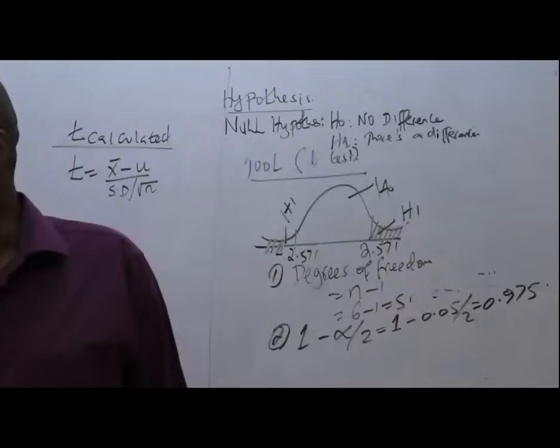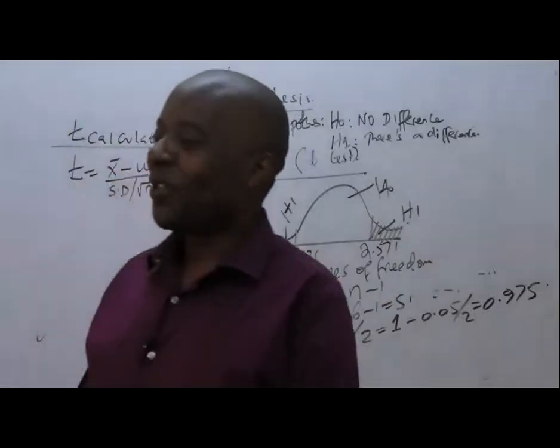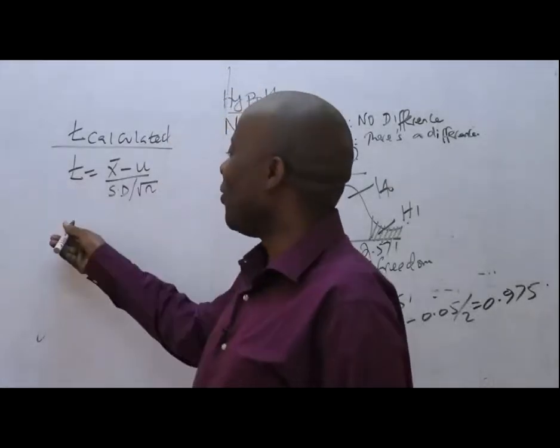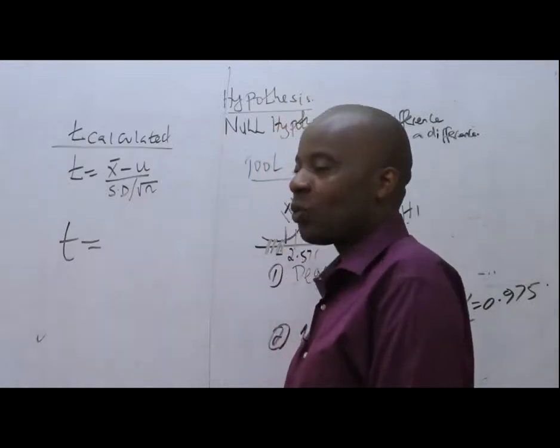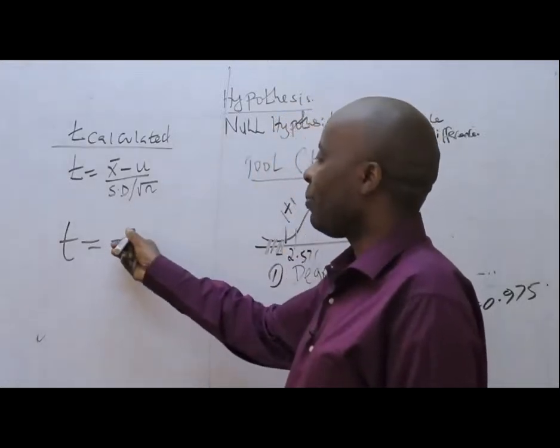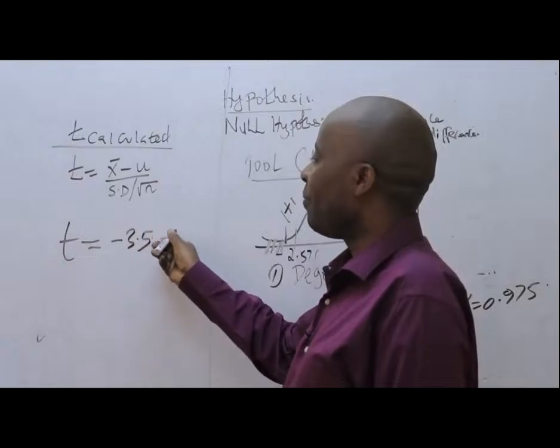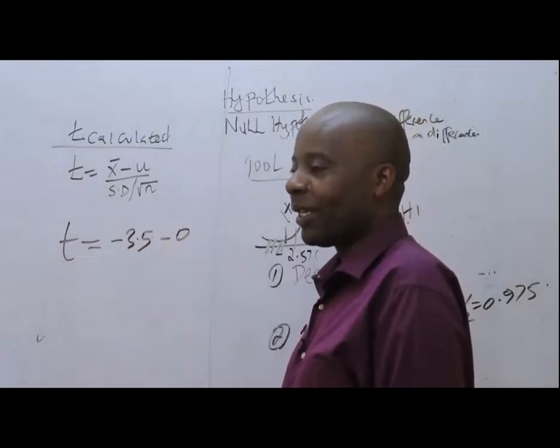So we start with X bar. Thank you, Winnie. Are you able to see X bar of the differences? What is the X bar? Minus 3.5 minus 0.